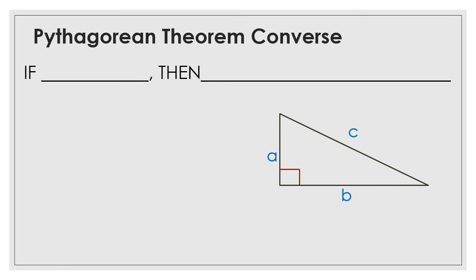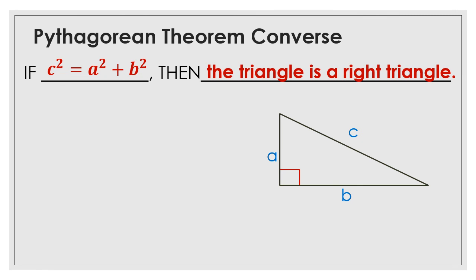All right, so the converse of the Pythagorean theorem. Remember, for the converse, we just switched the hypothesis and the conclusion. So this time, they tell us that the hypotenuse c squared equals a squared plus b squared. That is stated. If that's true, then the triangle has to be a right triangle.